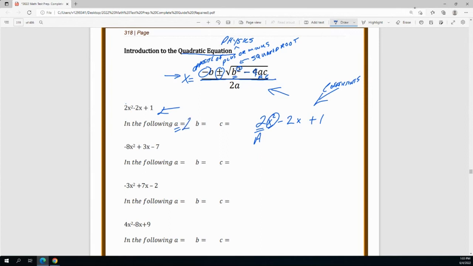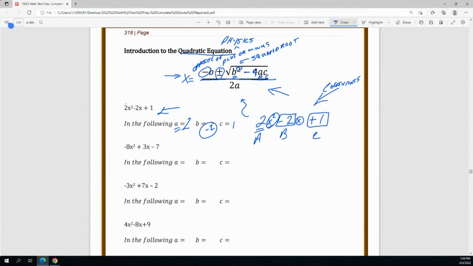That means every time I see A in this equation, I'm going to replace it with the number 2. The B comes from just the variable by itself. It's a negative 2. So the B is the coefficient negative 2. Every time I see B, I'm going to write negative 2. The C comes from this constant, this number that's just here all by itself. This is the C. It's a positive 1. So every time I see C, I'm going to write 1.